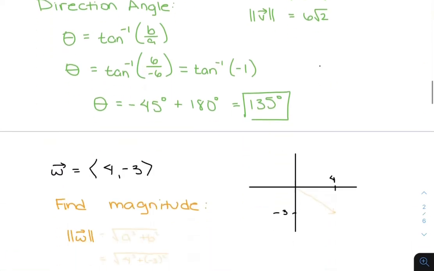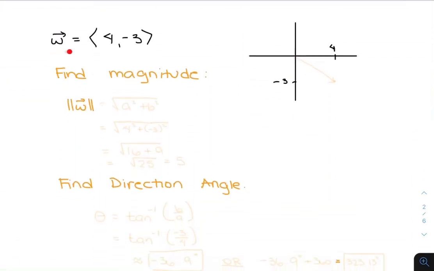So now let's try to find the magnitude and direction angle for our vector w, which is 4, negative 3. A vector doesn't necessarily have to be called v, it can be of any letter. So in this case, our vector is w. And remember that magnitude is just the square root of a squared plus b squared. So again, we're just going to compute this. We have that our a is 4, so we have 4 squared plus negative 3 squared. If we calculate this, we have the square root of 16 plus 9. 16 plus 9 is 25, whose square root is 5. So this is what our magnitude is.